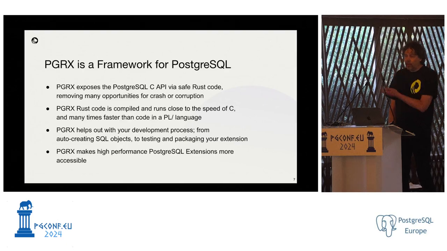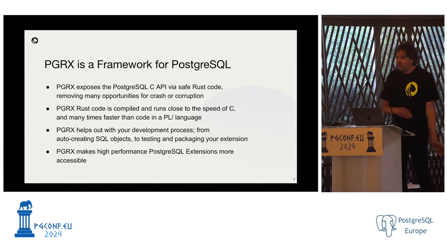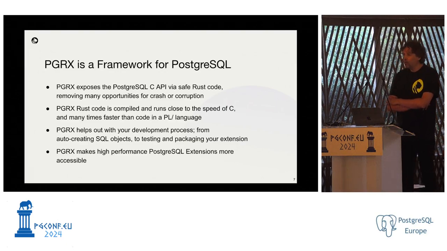PGRX code's compiled and it runs close to the speed of C. It's not always exactly the same, but that's not really the goal. So it's many times faster than code you'd get from PL Python or PL Java or PL Go or whatever else you want to use. It helps out with your development process.